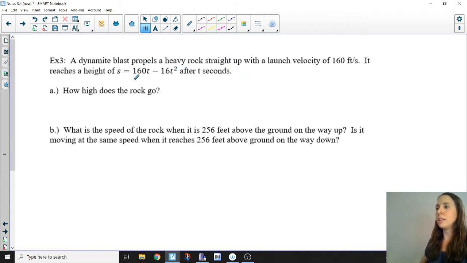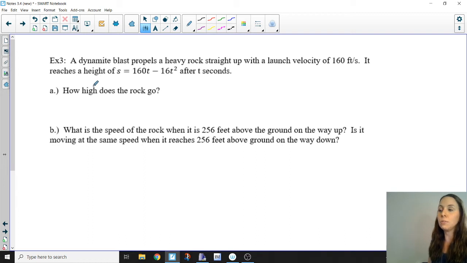We're starting at ground level, so we would call that 0. This is taking into account the launch velocity, and this minus 16t squared is actually taking into account gravity, which is 32 feet per second squared. The formula uses 1/2 times that. Okay, there it is.